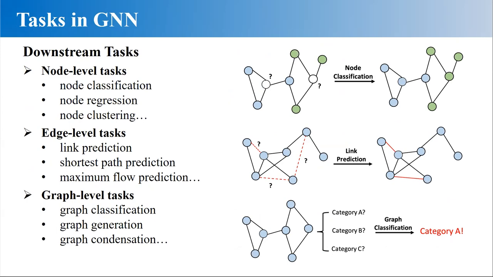Moreover, the graph only has three types of tasks, but with totally different formats. The node level task considers the characteristics of a single node, such as node classification, node regression, and clustering. The edge level task considers the relation among the nodes, such as link prediction and shortest path prediction. And the graph level task considers the characteristics of the whole graph, such as graph classification and graph generation. These three types of tasks have totally different formats with totally different solutions, while language has hundreds of tasks, but with a uniform format.